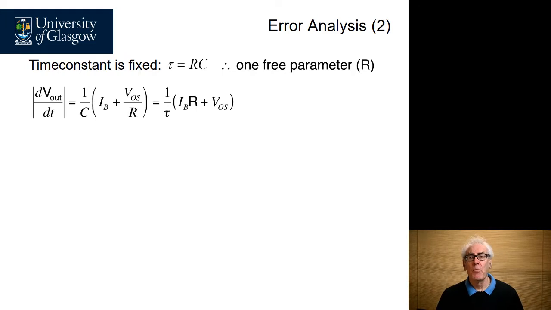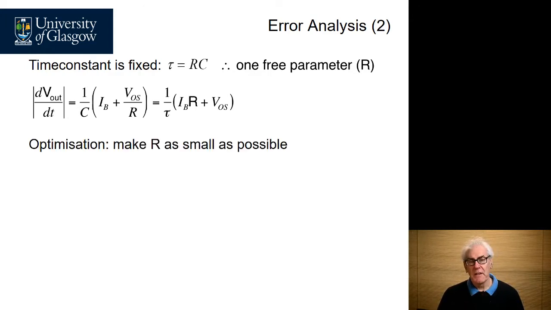Effectively, we only really have one free parameter here, which is resistance. And the change in output voltage across time equals 1 over tau times I bias times resistance plus the offset voltage. So looking at this equation, the optimization would be to make the resistance as small as possible, because that will give us the least error in the output voltage. We can't change the offset voltage because it's fixed.